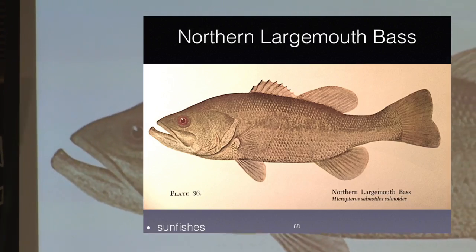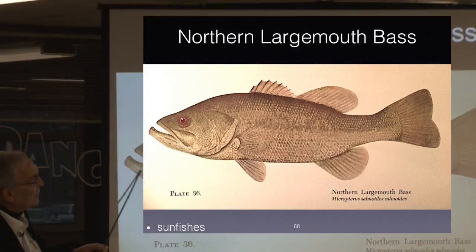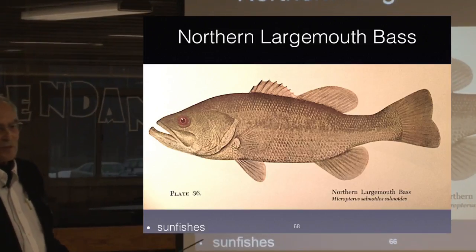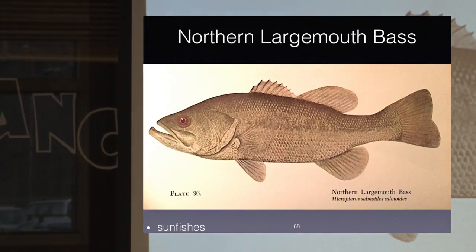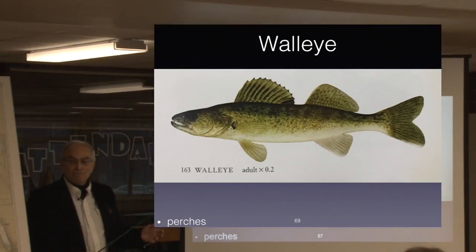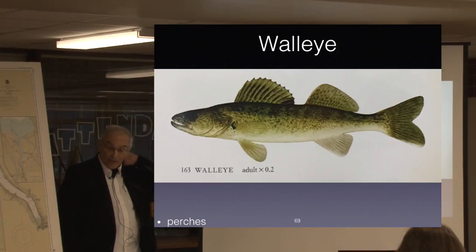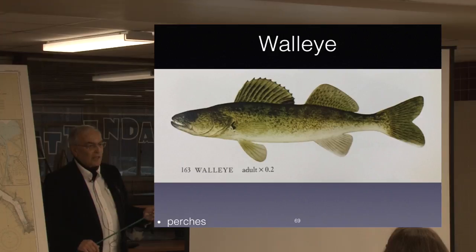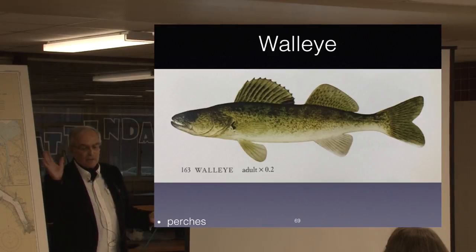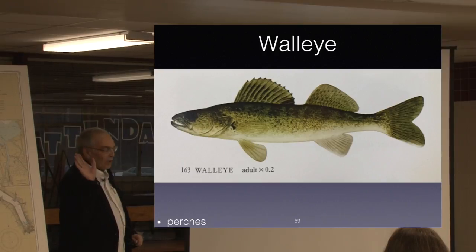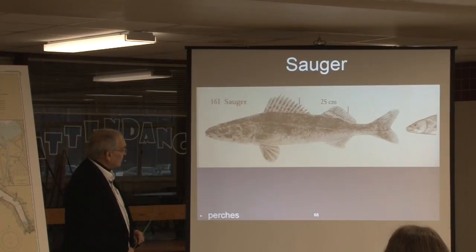Then we got the largemouth bass. Look at the difference in the jaw. It's common, especially in the north end, and under docks and trees and all that stuff. The walleye. We don't have too many walleye. Reed and Wright reported them as very rare, but they said they were in the lake. Mostly they catch them at Mudlocks, which are the locks at the north end.